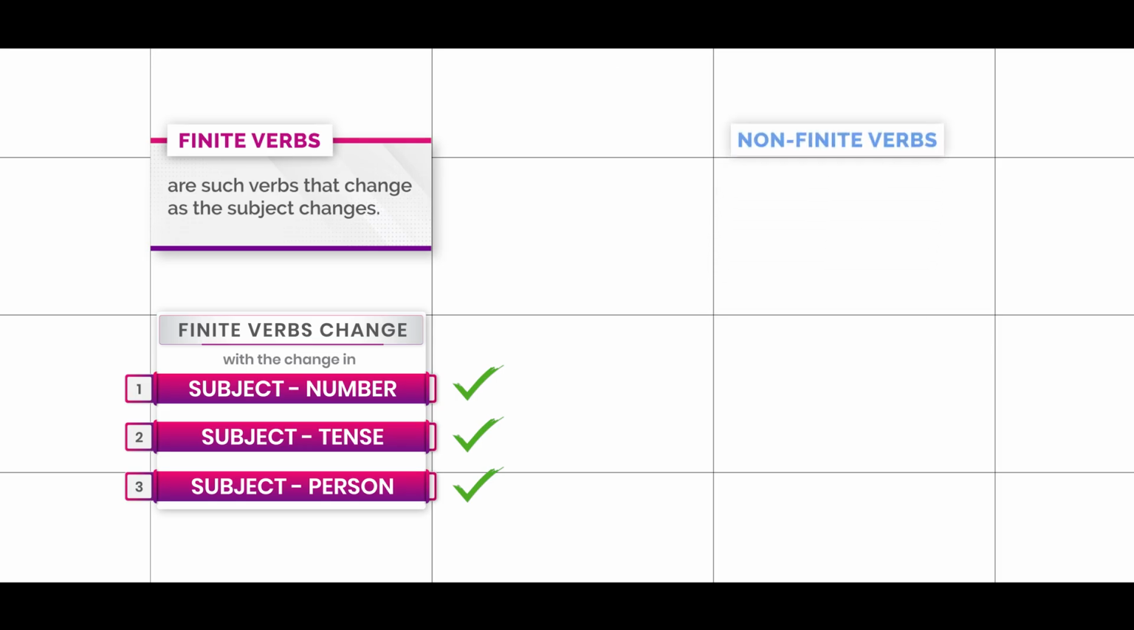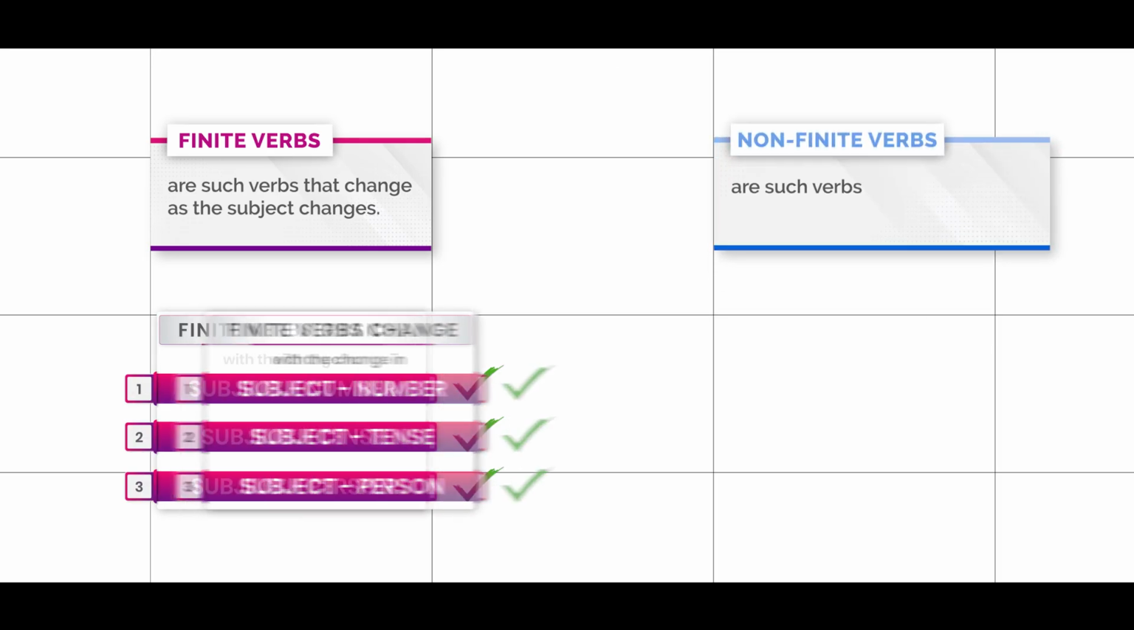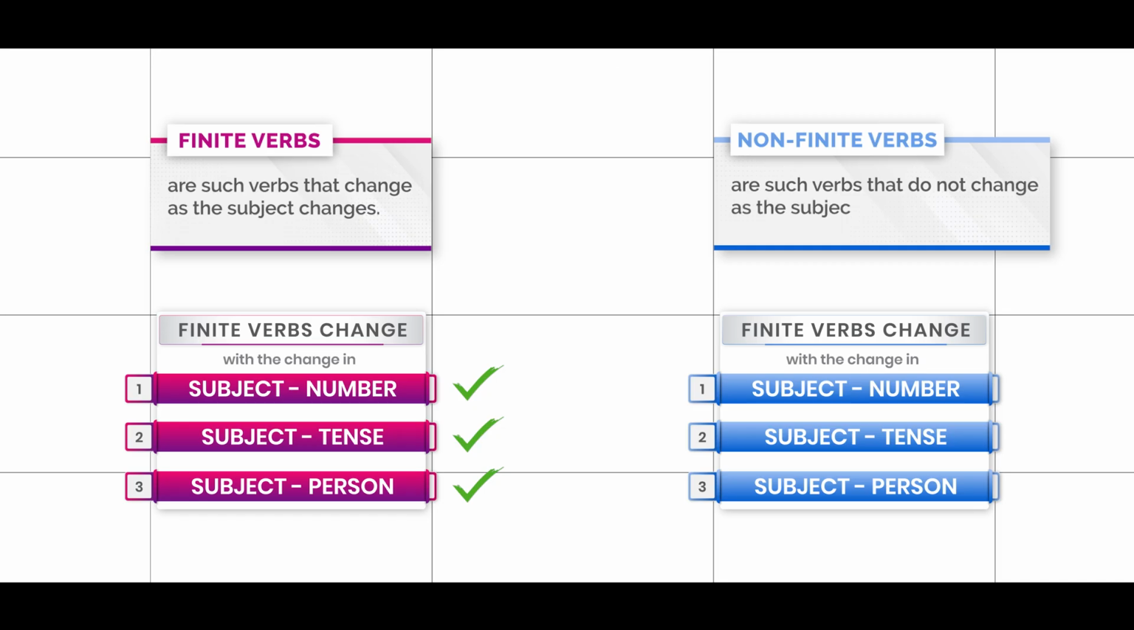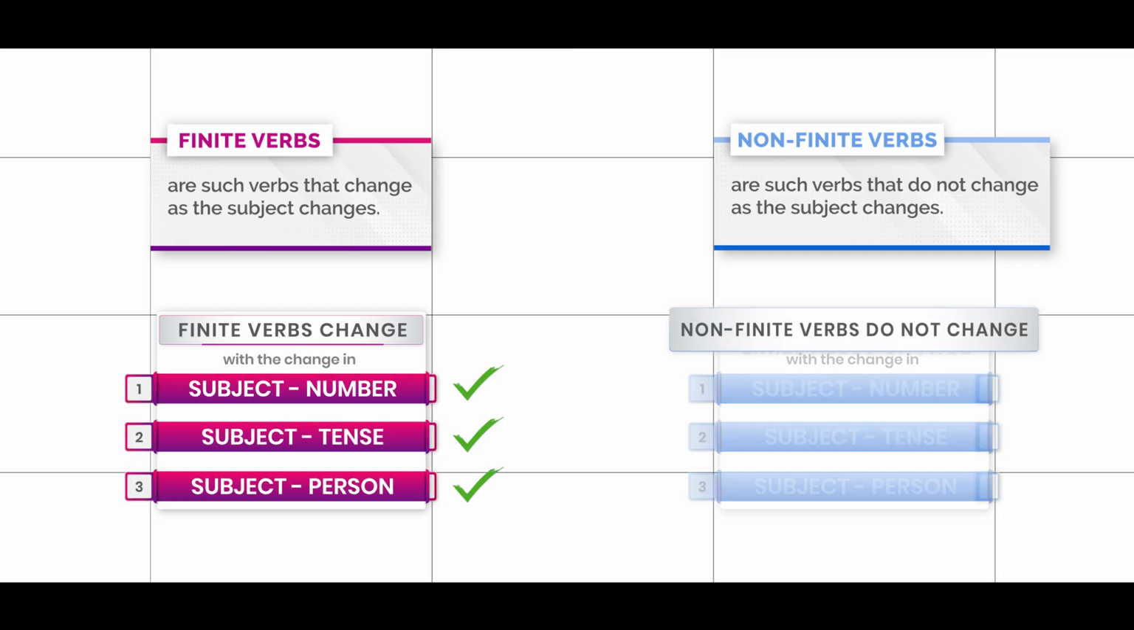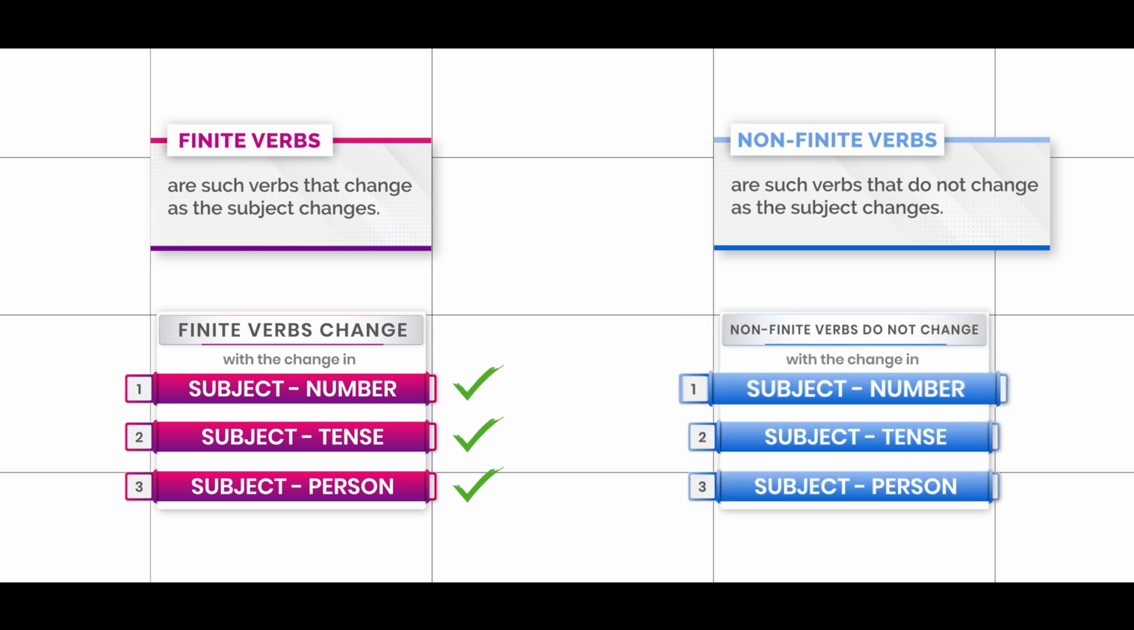Well, let me tell you that non-finite verbs are the exact opposite of the finite verbs. What I really mean to say is that while the finite verbs change when any of these changes, the non-finite verbs do not change when any of these changes. Well, what does all of this mean? Let me explain it to you through a few examples.